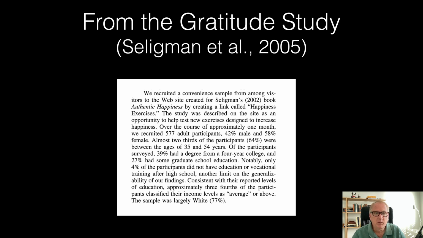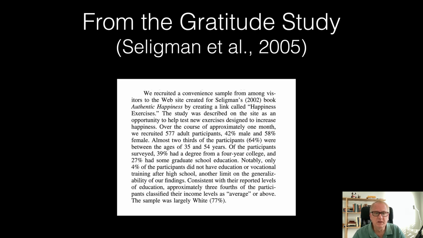They say here, we recruited a convenience sample from among visitors to the website created for Seligman's 2002 book, Authentic Happiness, by creating a link called Happiness Exercises. The study was described on the site as an opportunity to help test new exercises designed to increase happiness. So over the course of approximately 1 month, they recruited 577 adult participants, 42% male, 58% female.